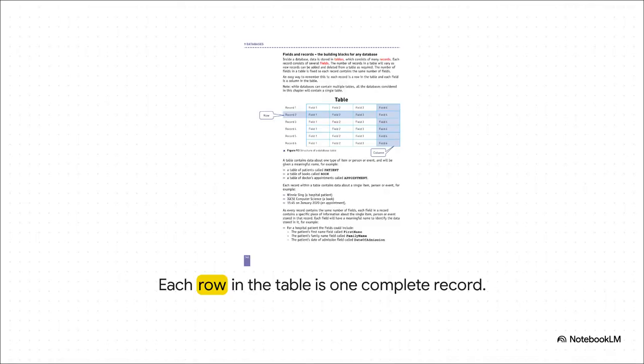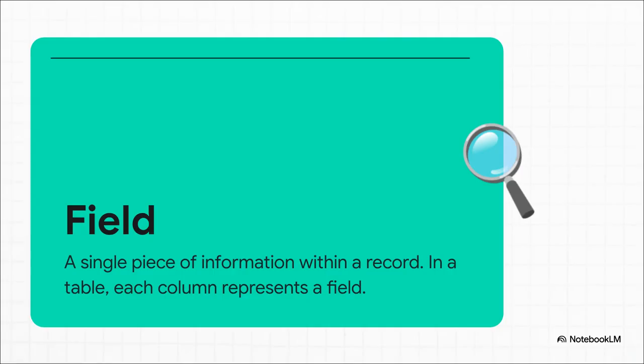And when you look at the table itself, this concept is so straightforward. Each individual row, that represents one complete record. So one row equals one patient. It's that simple. The second building block is the field. Now, a field is just one single piece of information within a record. So if the patient's whole folder is the record, a field is just a single labeled line inside that folder, like first name, Winnie, or ward number, 7.